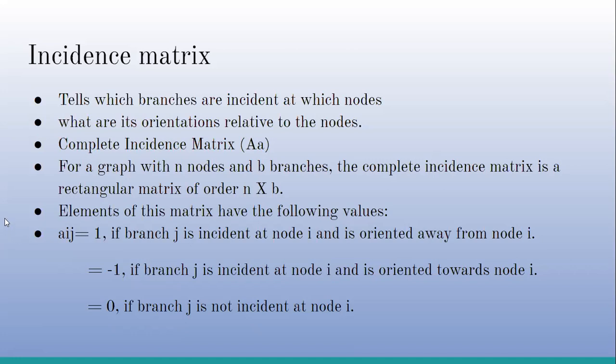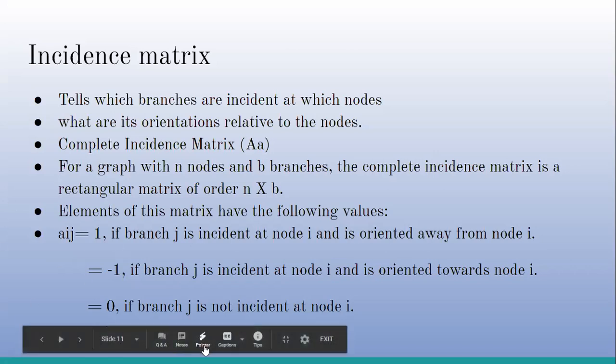So with the help of this directed graph, we can find out which branches are incident on a particular node. Incident means which branches are connected to a particular node, and what is the orientation of these branches with respect to the nodes. That means the direction of that branch is going away from the node, or it is coming towards the node, and all this is specified in the complete incidence matrix.